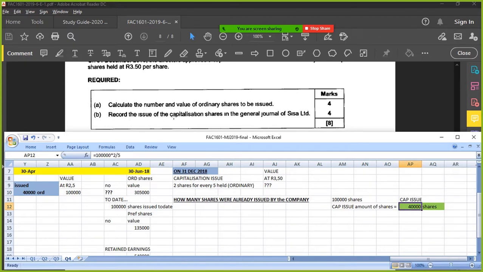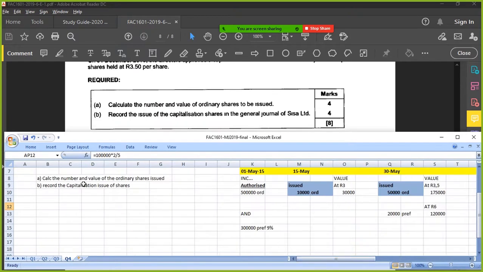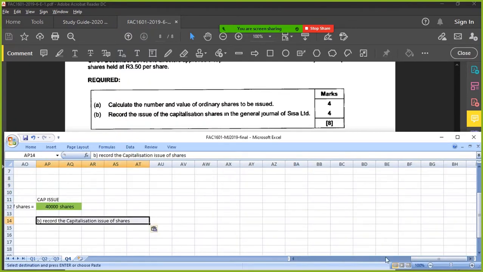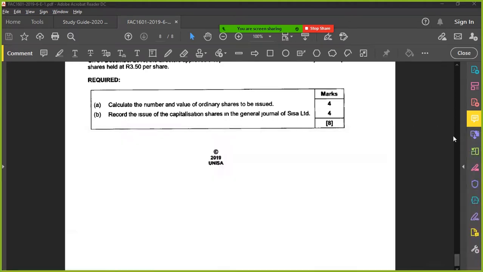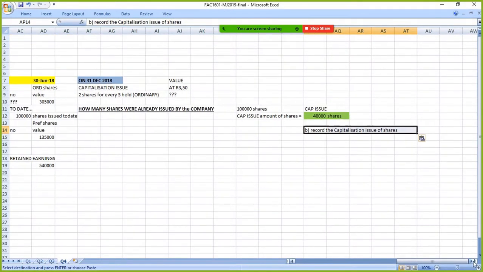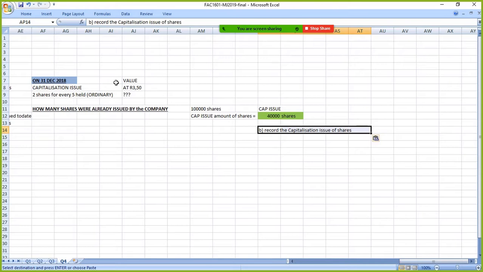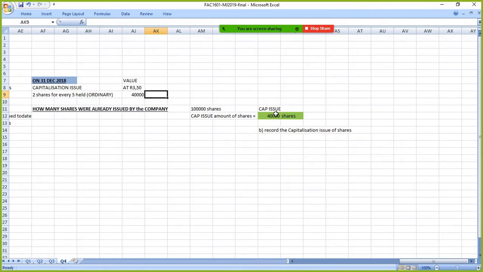So record the capitalization issue. Copy, paste. If you're recording the capitalization issue in your books, how many shares did I issue? Now I know how many shares I issued: 2 shares for every 5 held. I issued 40,000 shares. Each share was valued at 3.50 Rand. So 40,000 shares times 3.50 Rand is 140,000.